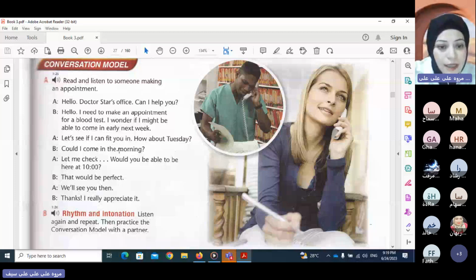Okay, just a second. I have some sentences here that I want to comment on before we practice. Would you be able to be here at 10 o'clock? Of course, last session we studied reduction. Certain forms of to, for example, are weak. So how did we pronounce this sentence? Would you be able to be here at 10 o'clock? Do you remember? Before we practice. Would you?